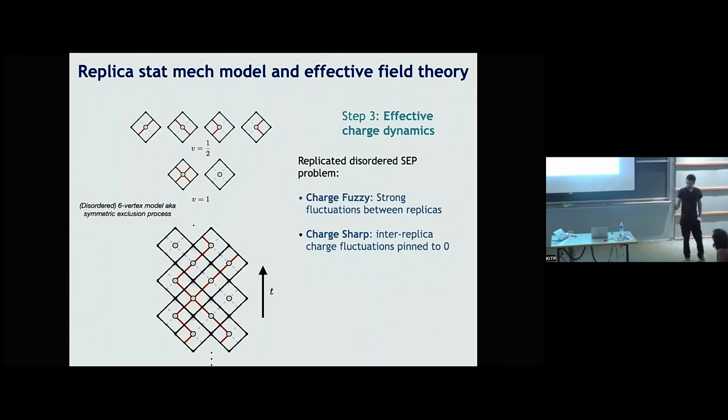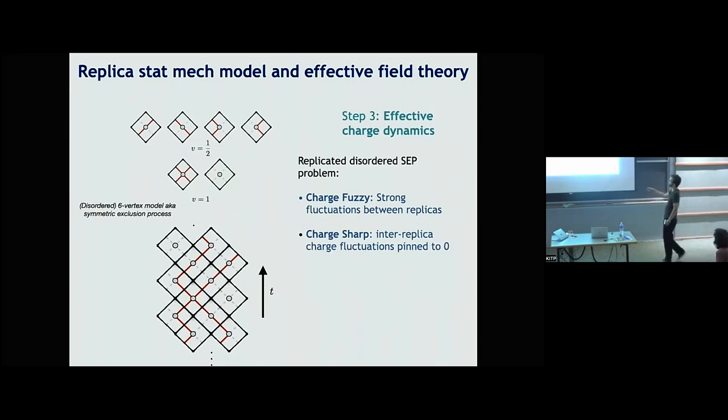And the nice thing about this statistical mechanics model is that it's classical. We can analyze it using field theory, and we can also simulate it very efficiently, even though the original quantum problem is in a volume law phase. And so this StatMech model ends up being pretty simple. It's known as a symmetric exclusion process. It's basically a bunch of random walkers with hardcore interaction.